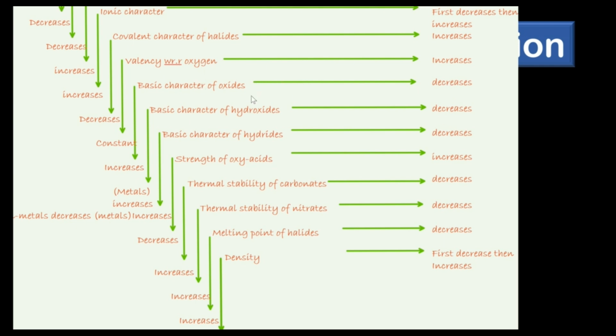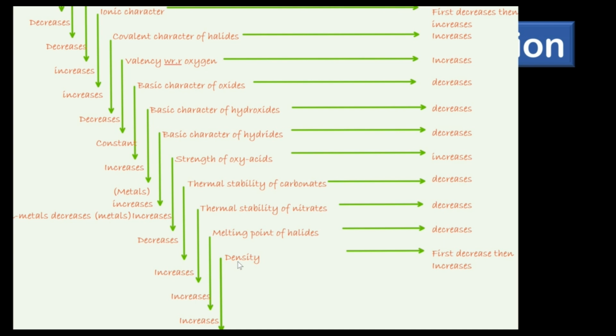Then basic character of oxides decreases when moving left to right. Basic character of hydroxides and hydrides also decreases. Strength of oxyacids increases, and it decreases when moving down the group. Stability of nitrates decreases in the period. Melting point of halides decreases in the period. Density will increase. So the main points to remember: atomic or ionic radius, density are in the same category. Ionization enthalpy, electron affinity, electronegativity, effective nuclear charge are in the same category.